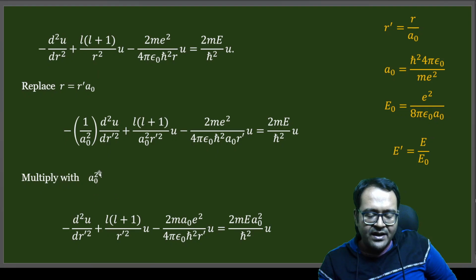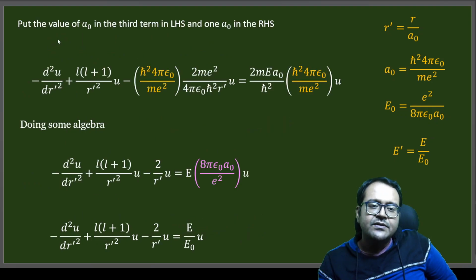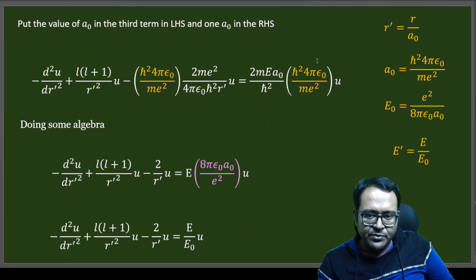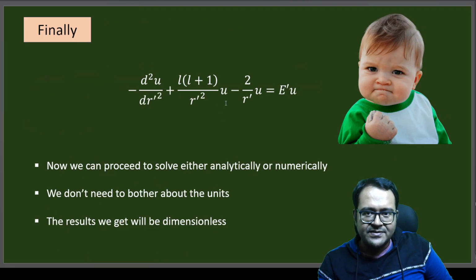After multiplying by a0 square, I will put the value of a0. You can do it in your own way. You do some algebra, and you get this. So this is your E prime, and this is simple, without any dimension, we have it.